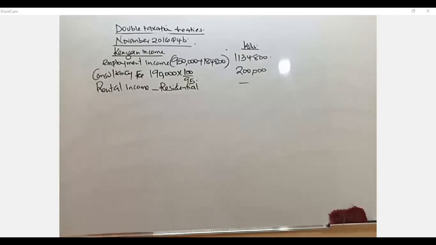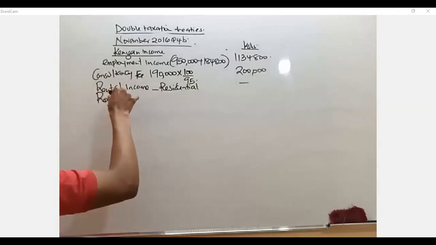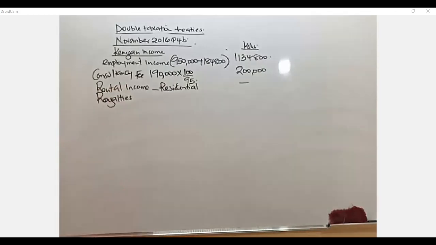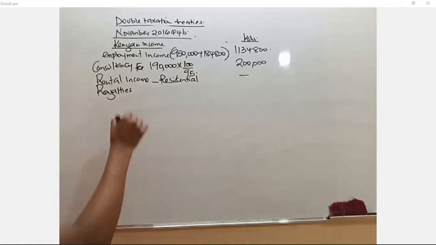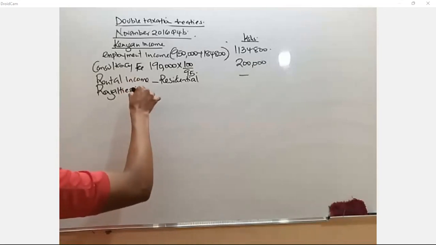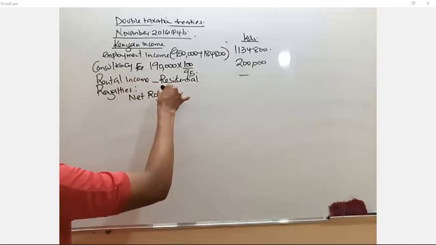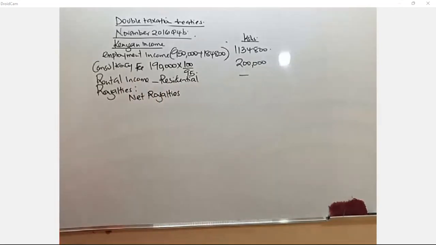The other thing is the royalties. Do you have royalties there? I can see, yes, we have some royalties. How much were the royalties? That should be in note number two. The patent rights where he received a net royalty income of 95,000. So under the royalties, we are going to be taking the net royalties, which we are told is 95,000 shillings.